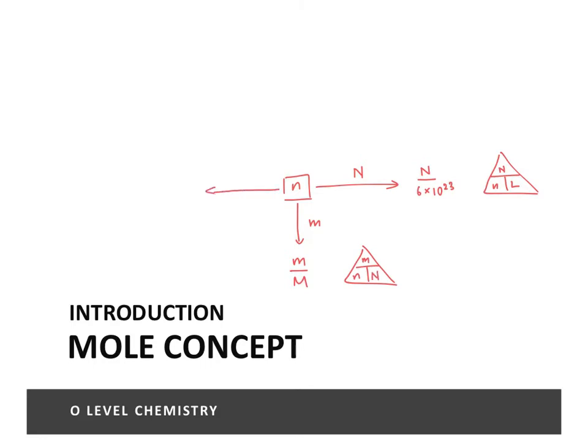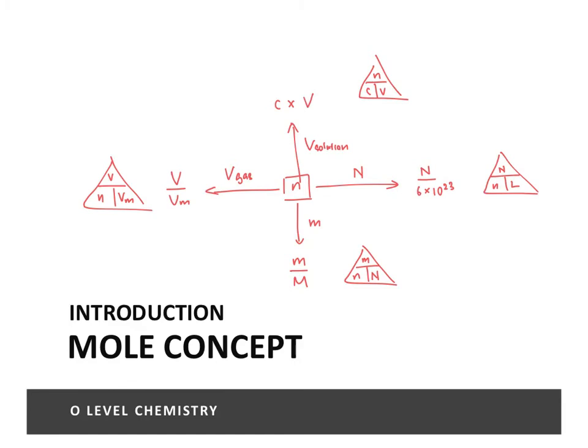If the question gives us volume of a gas, take note, volume of a gas, then we need to take the volume divided by the molar volume. And the triangle looks like this. Or if we are given volume of a solution, then to find number of moles we need to take concentration times the volume of solution. So the triangle will look something like this.